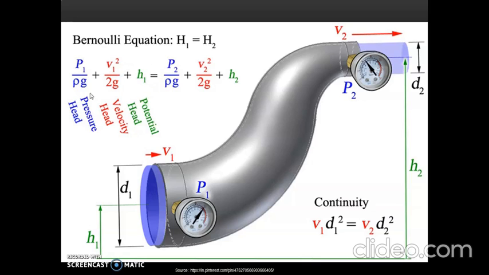And this H1 is equal to H2. So H2 is the head at section 2, that is the sum of pressure head, which is P2 by W, that is rho into G, plus velocity head V2 square by 2G and datum head, that is H2 or Z2.